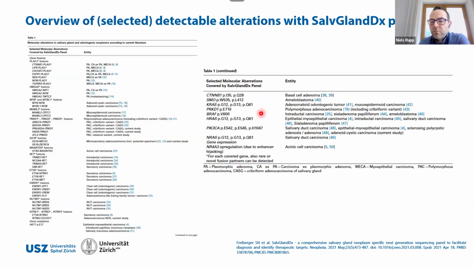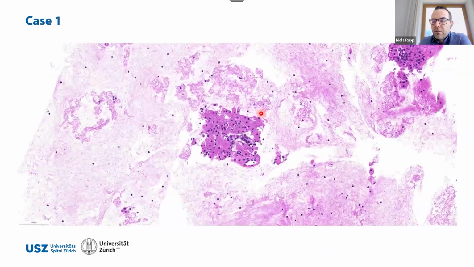Here's an overview of what this panel can detect. We cannot go into each of these details, but if you are interested, you can look it up in this paper. So I brought some cases to illustrate how the molecular sequencing can help. And this is the first case, number 1.